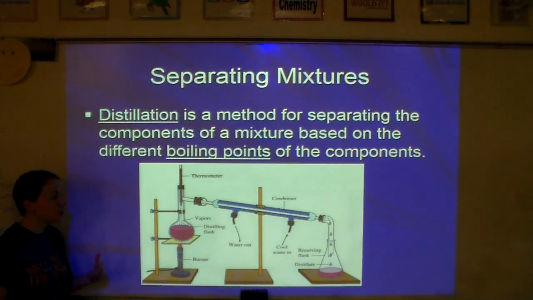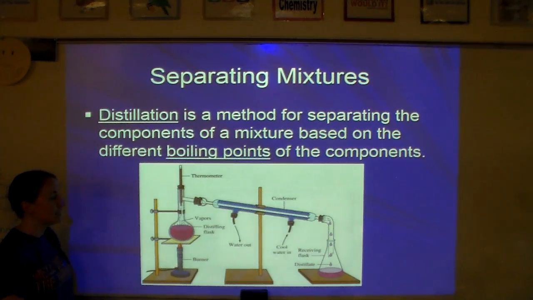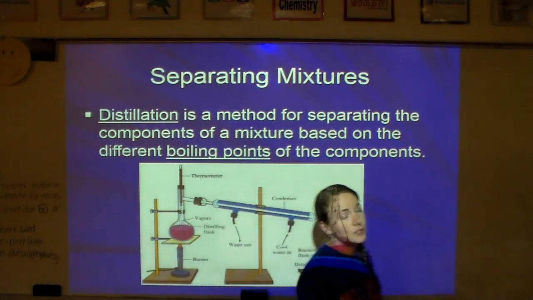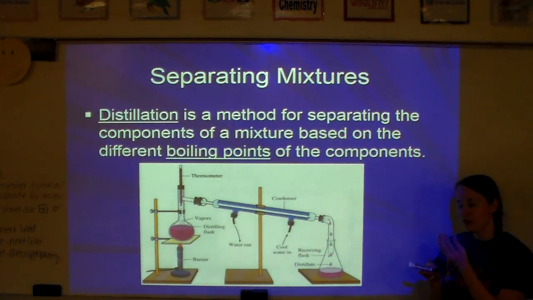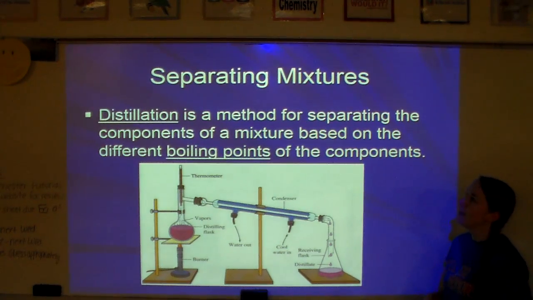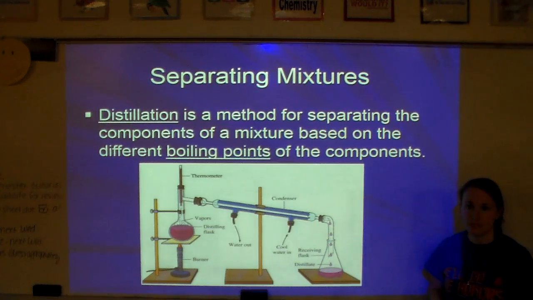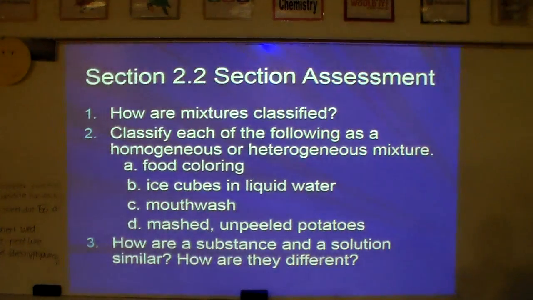And again, I will show you a real example of distillation in class because again, showing it on a video just isn't as good as seeing it in real life. So filtration separates a solid from a liquid using filter paper. So the large particles stay in the paper, the smaller particles will pass through. And then distillation separates based on the boiling points of the substances. All right, so let's move on to section assessment.